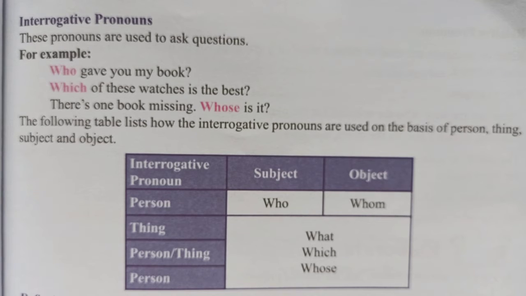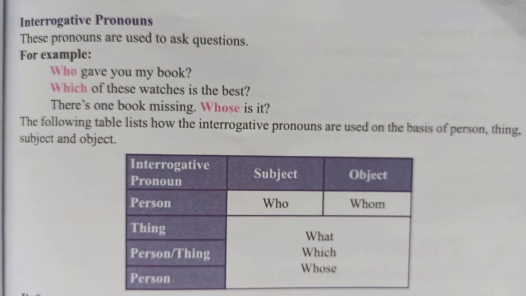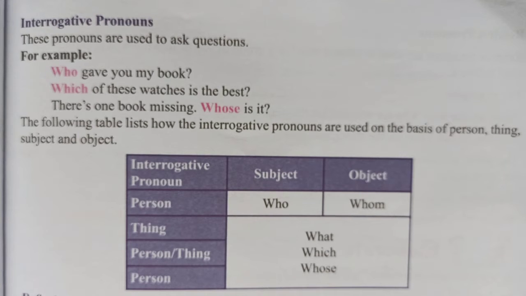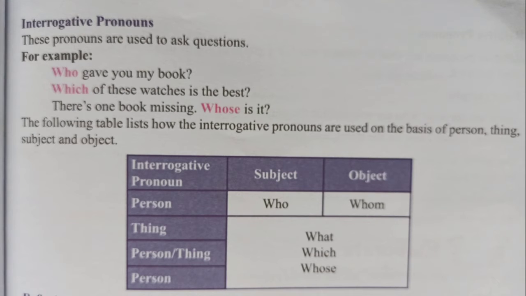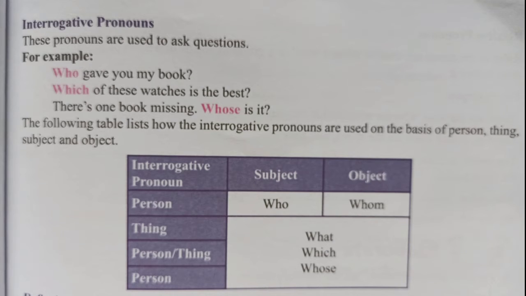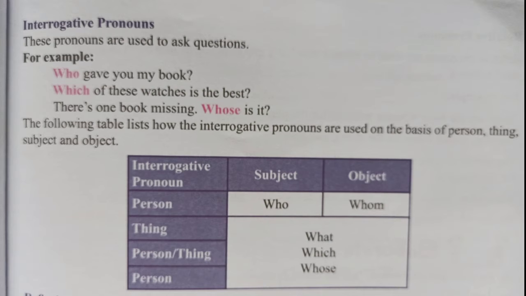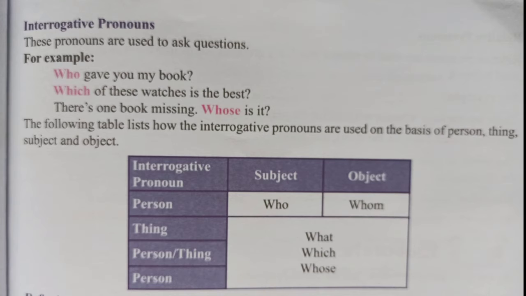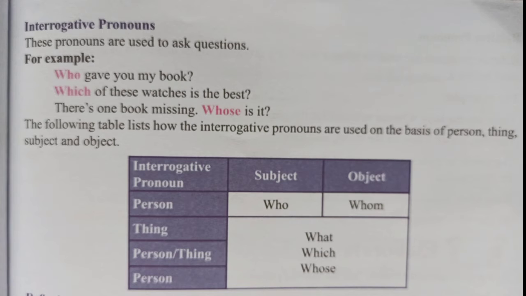These pronouns are used to ask questions. The words which replace a noun in the sentence are question-asking words, like: Who gave you my book? The word highlighted here is who, and you can see that it's asking a question. Similarly, in the second sentence, which of these watches is the best? Again, it's asking a question about the thing, because we are not certain and we want to know which one of these watches is best. That's why it's asking a question.